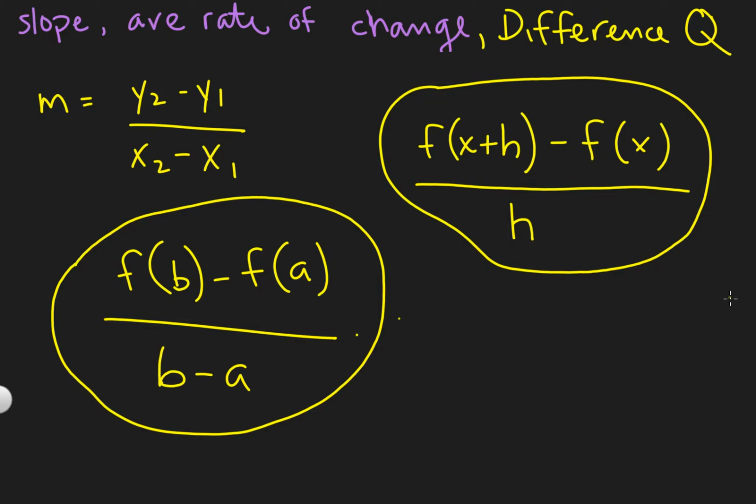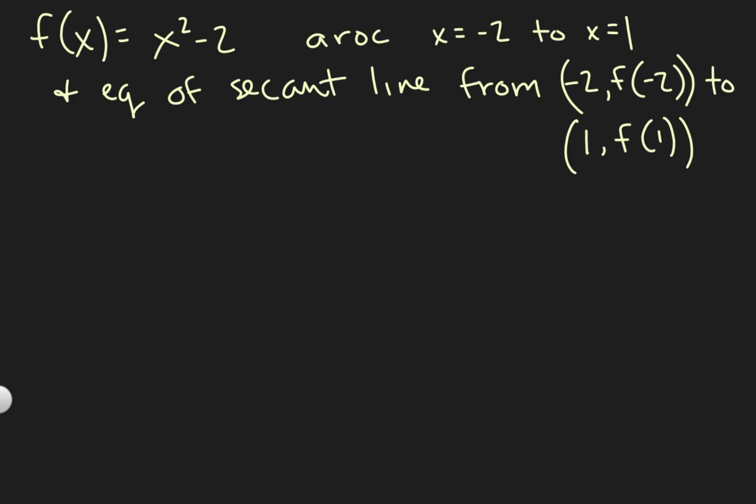All right, so let's look at some problems. The first ones we're going to look at are asking for the average rate of change. So what we have here is a function f of x. Now, it's not asking you to graph, but it's a good idea to look at it and figure out, okay, what do I know about this? I know that we've got a parabola with a vertex at (0, -2).